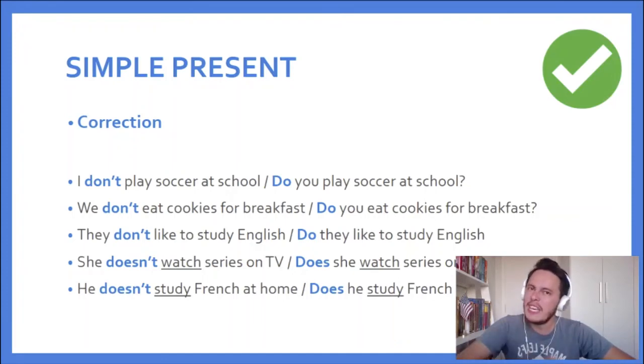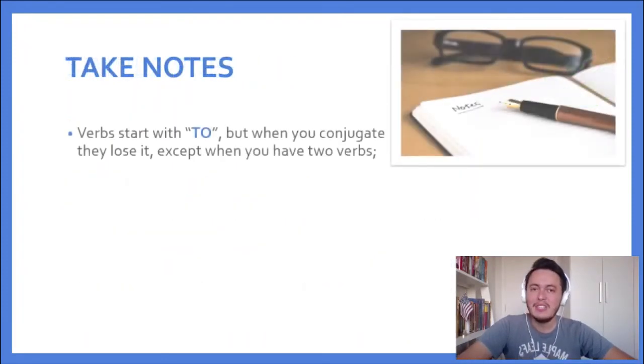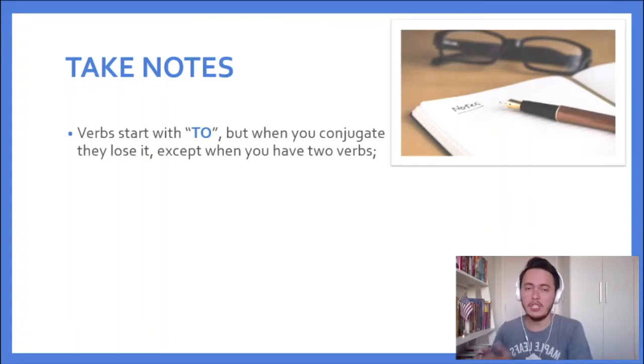I want you to take some notes. Okay. So rule number one: verbs start with to. All right. To speak, to study, to work. But when you conjugate them, they lose it. For example, I study, I speak, I work, okay? Except when you have two verbs in a sentence. For example, I like to study or I need to work, okay?